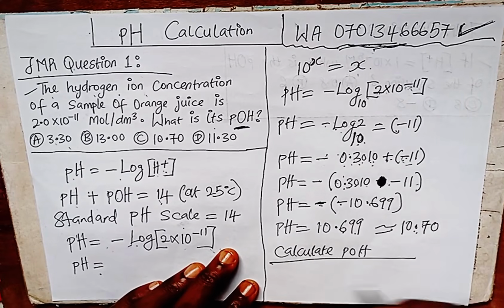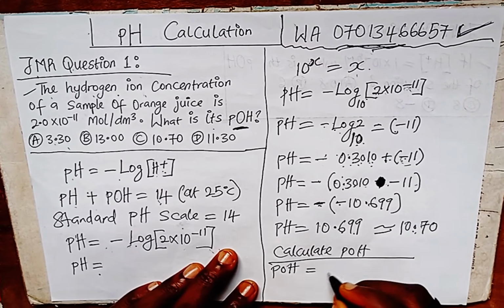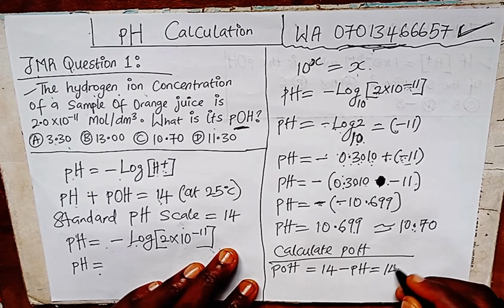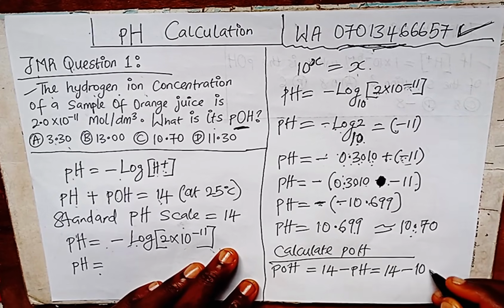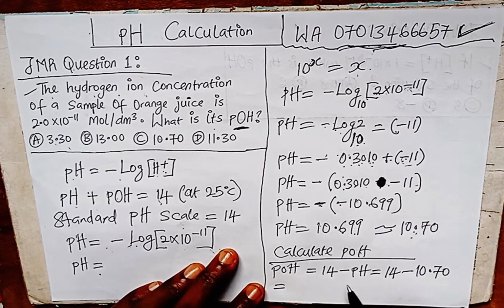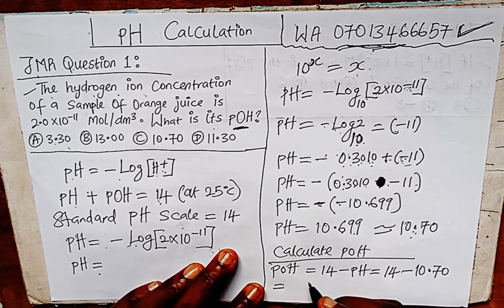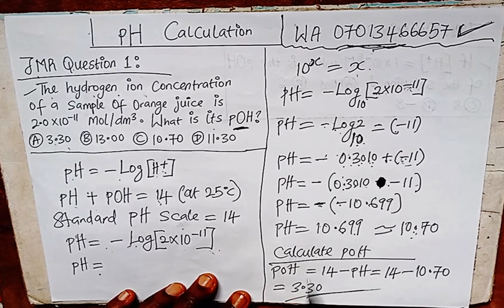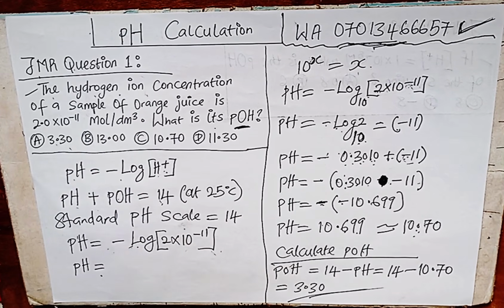So it will now be equal to pOH. pOH is equal to 14 minus pH, which is what? We get 14 minus 10.70. That will give us our pOH, 3.30. So 3.30 is the answer. Among the options, find the correct option and drop it in the comment section.